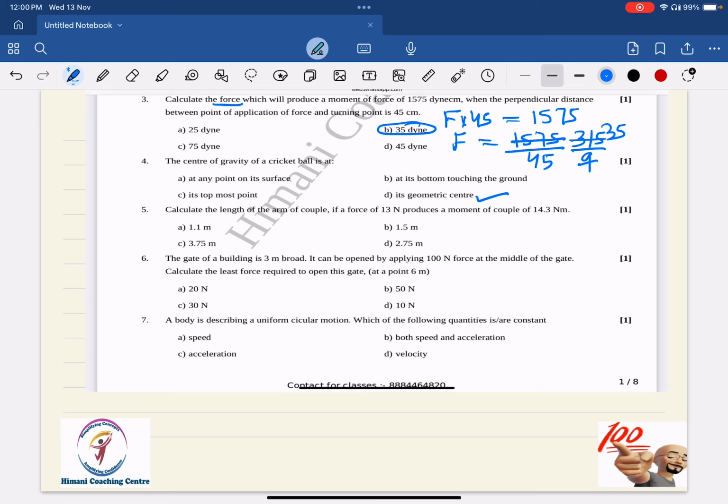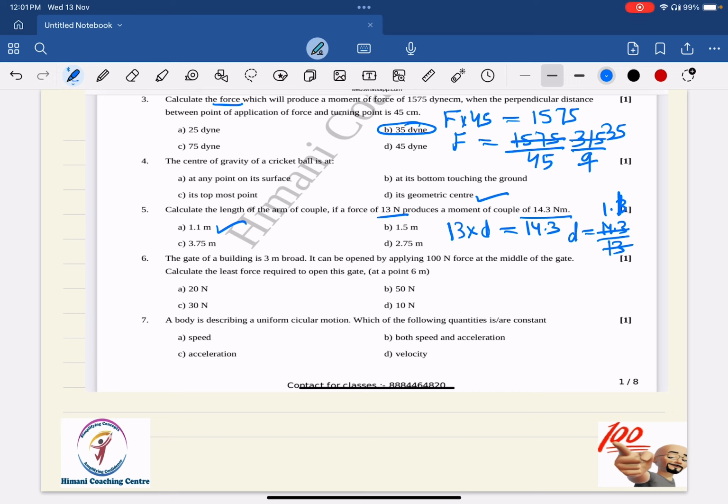Now, we are asked to calculate the length of the arm of couple if a force of 13 Newton produces a couple of 14.3 Newton meter. Simple question. We are given force 13. We are asked the length of the arm of the couple, D, and the couple is 14.3. So D would be what? It would be 14.3 divided by 13. You can divide it by 13. 13 ones are 13 and 13 ones are 13 again. So 1.1 meter is the answer.